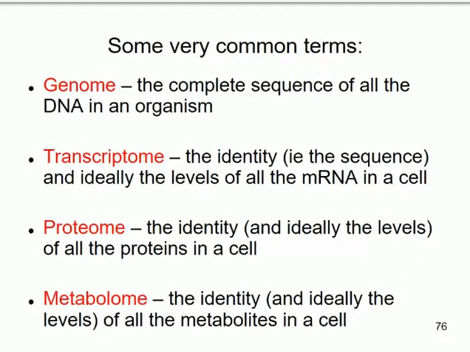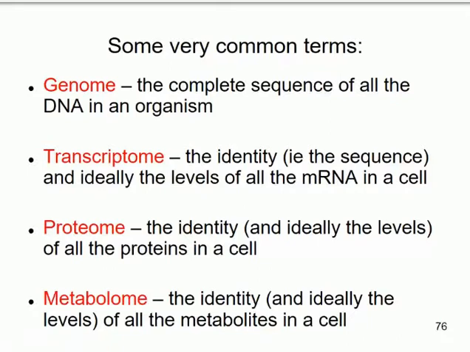Incidentally, this kind of omics nomenclature is something that you'll get very familiar with. So you all know about the genome, which is all the DNA. Transcriptome is all the RNA. The proteome is all the proteins. The metabolome is all the metabolites. And in an ideal experiment, you finish up with a catalogue of all of these, not only what they are, but also what their levels are.